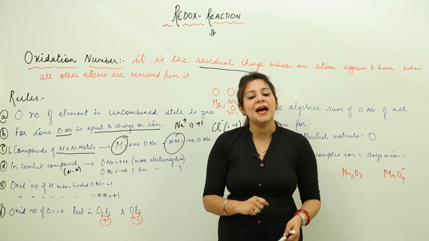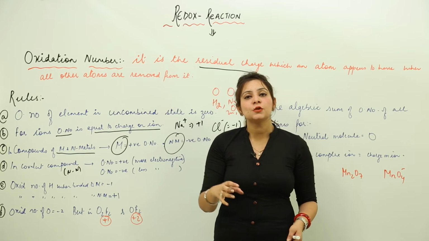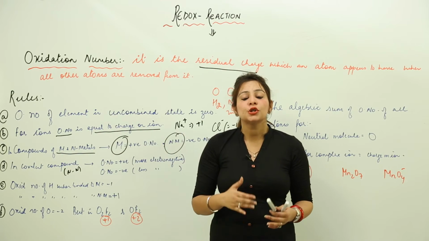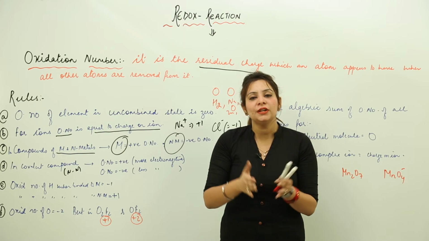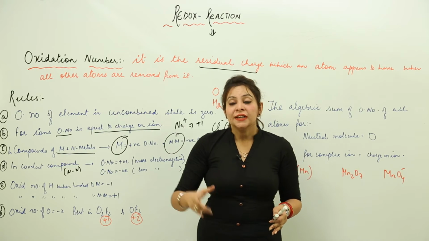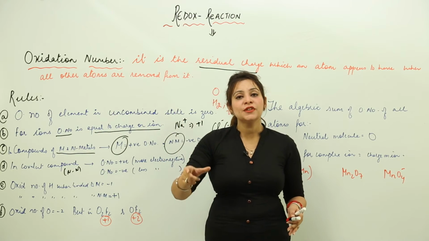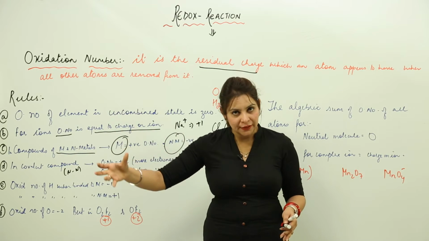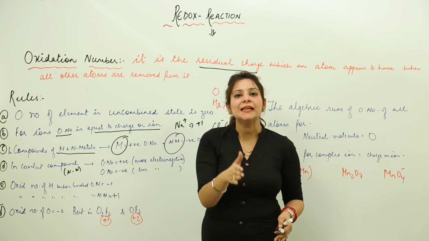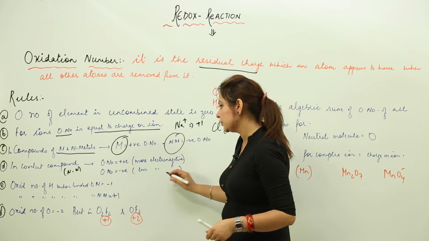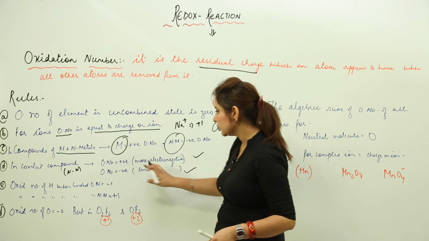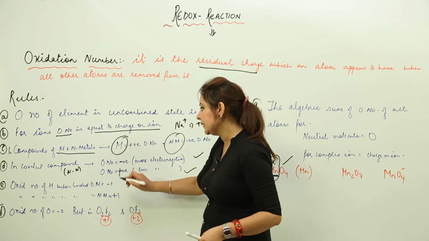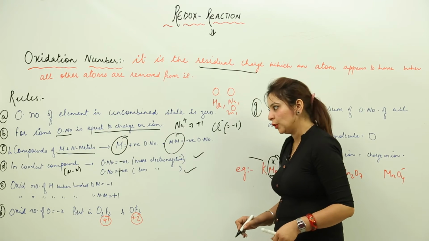Now the question is, out of those two non-metals, which will have a positive oxidation number and which will have a negative? At that time we focus on electronegativity. The non-metal which is more electronegative is taken as negative, and the one which is less electronegative is taken as positive.